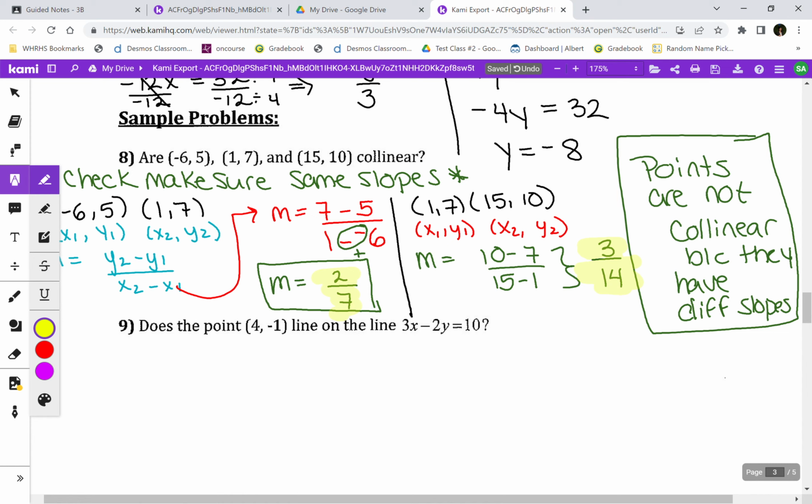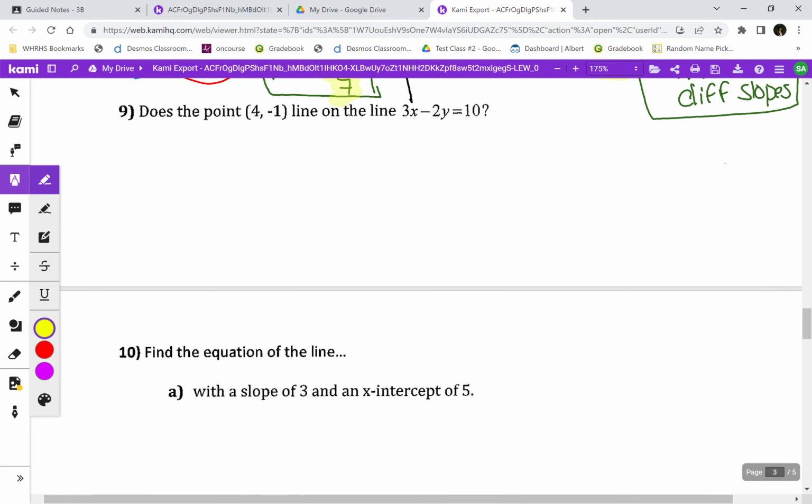Can I move on to the next problem? All right, number 9 is saying, does the point 4, negative 1 lie on the line 3x minus 2y equals 10? Don't write this down, but I'm just going to go back to it.